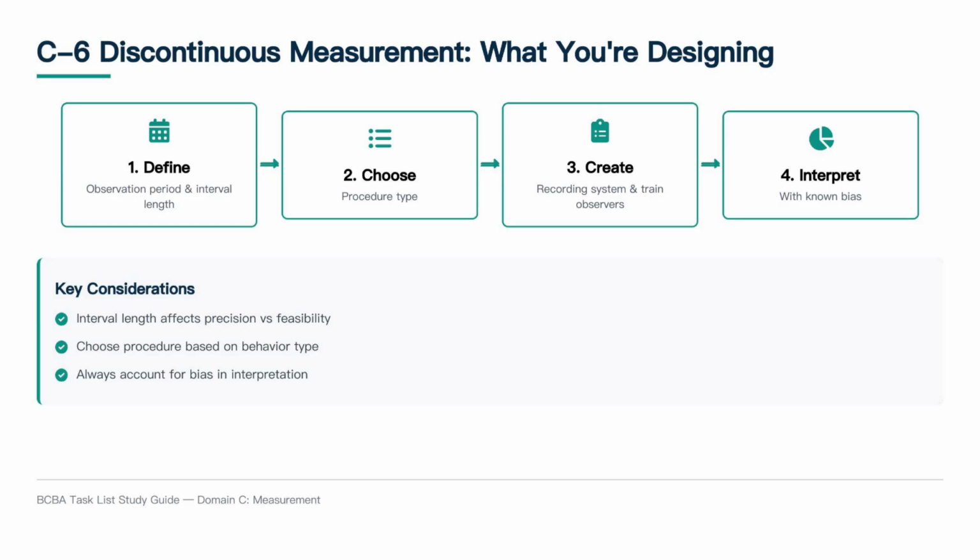When you design a discontinuous system, think like an engineer. Define the observation period and interval length, choose the procedure type, build a recording system and train observers, and then interpret results while accounting for known bias. Interval length is the lever here. Shorter intervals often increase precision but reduce feasibility. So the best answer is usually the one that fits the behavior and context.